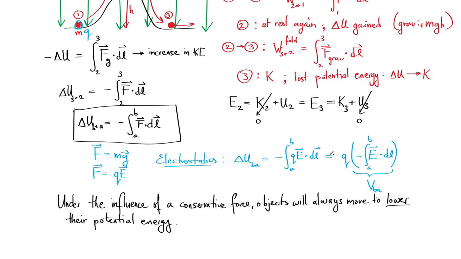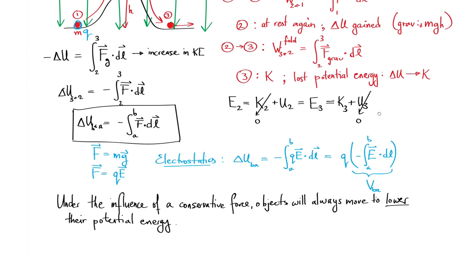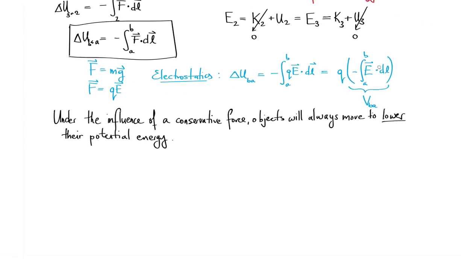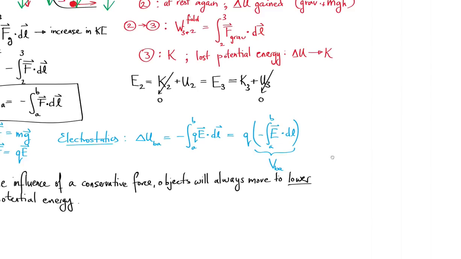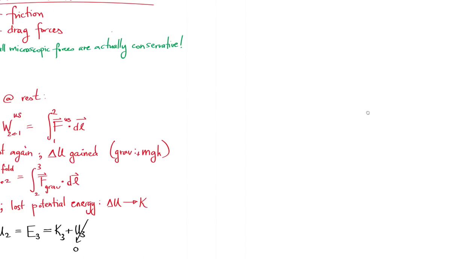Okay, so now I'm going to take the example of a point charge. Actually, I'm going to start a new page. So let's imagine we have a point charge, positive Q.